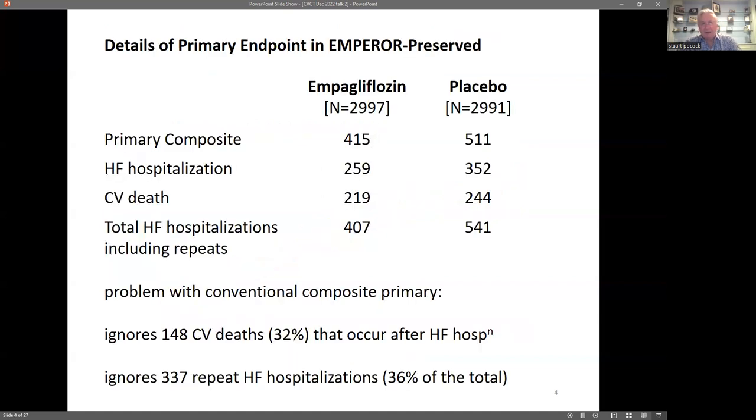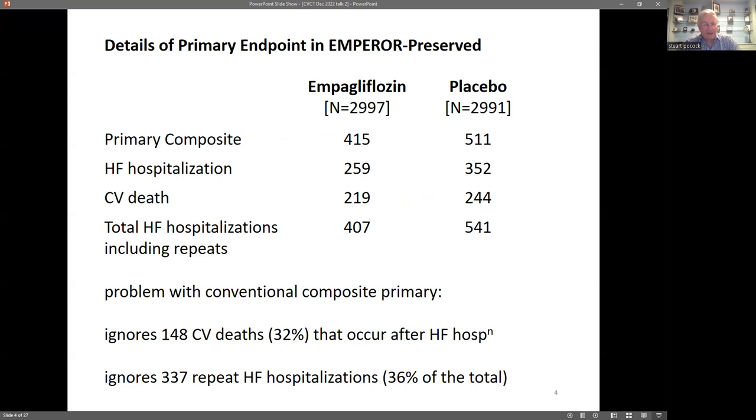Here we show the details, breaking it down by the components. So we have empagliflozin and placebo, nearly 3,000 patients in each group. And just giving you the numbers of events, you see the primary composite was 415 versus 511. Isn't it nice that if you just did the ratio of those two numbers and hadn't even heard of Cox modeling, you'd have got the right answer, which is a ratio of about 0.79. It just shows looking at the numbers could be terribly helpful rather than more complex analyses.